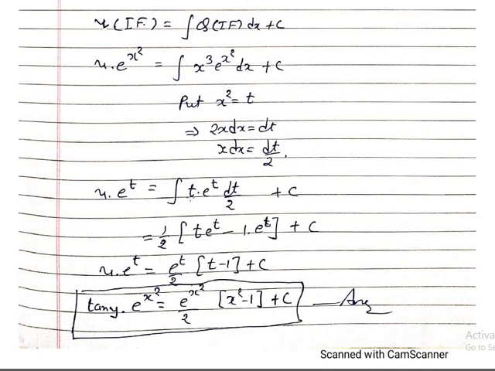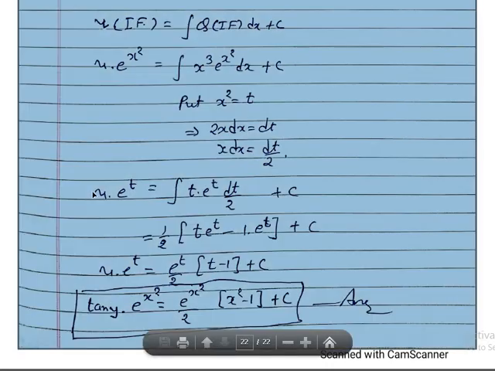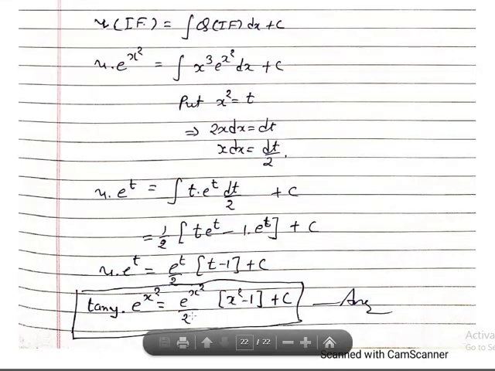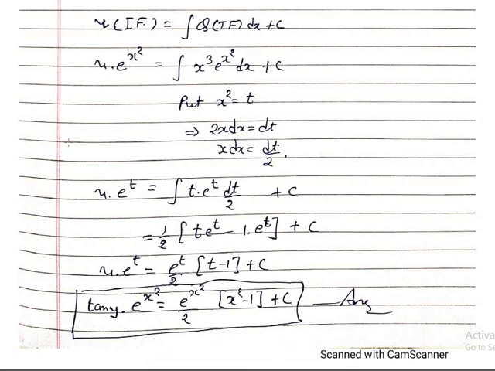Here we are applying the u v rule. So t as it is, integration of e raised to t will be e raised to t minus derivative of t is 1, again integration of e raised to t is e raised to t. e raised to t common out, and that will give you tan y into e raised to x square is equal to e raised to x square by 2 into x square minus 1 plus c. So this is the method of Bernoulli. Basically it is reducible to linear.